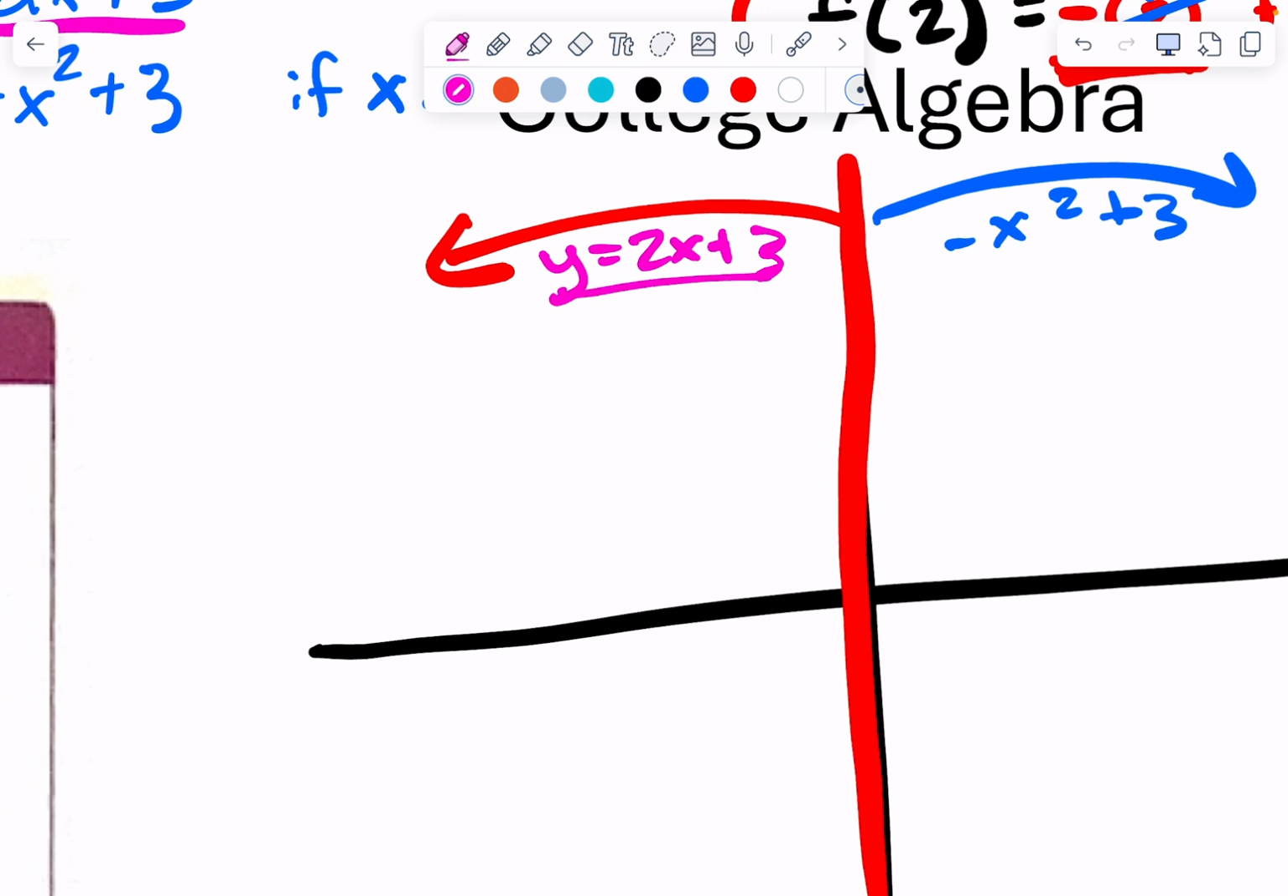Linear, right? 2x plus 3, on the left side. So we're going to start at 3. 1, 2, 3, okay? And I'm going to put a dot, and I'm going to go up 2 and over 1, because that's my slope. And up 2 and over 1, or I'm going to go down 2 to the left 1, and down 2 to the left 1, right? I start at 3 and go up 2 over 1, up 2 over 1.